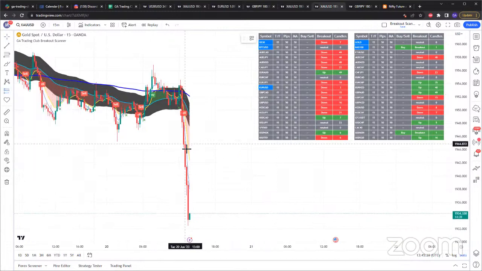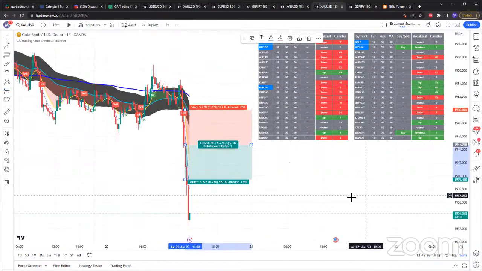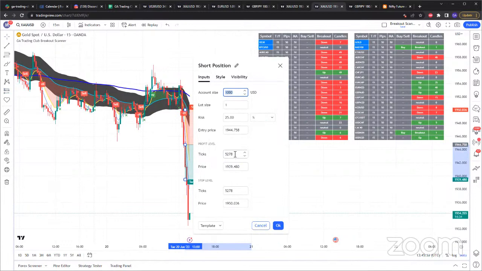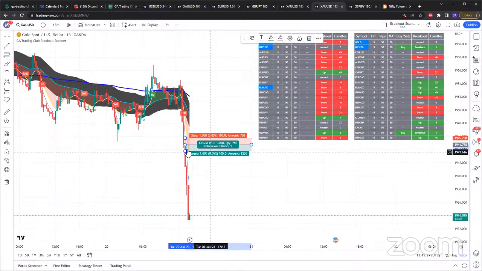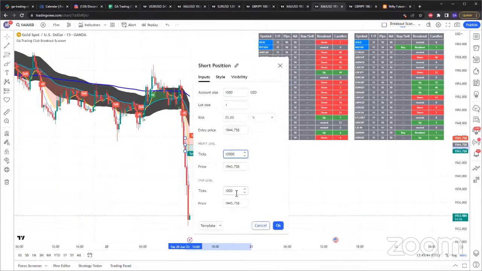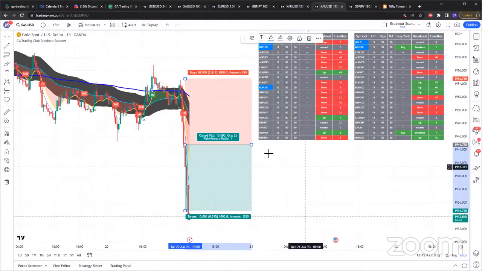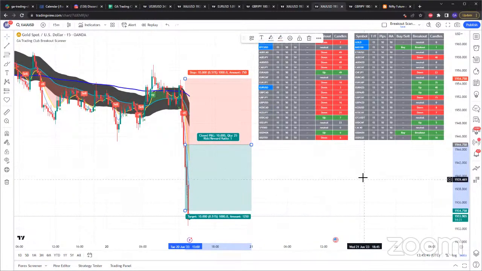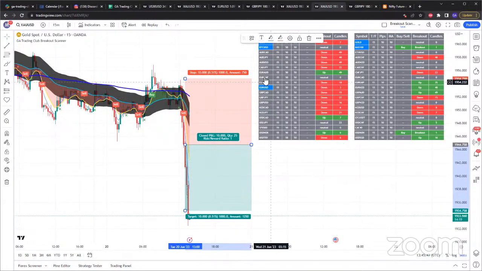So there's just too many strategies right here that you can easily use to pass your challenge. So the most profitable ones and the ones that I normally ask you guys to focus on is the breakout scanner. I only trade US 30, gold, and NASDAQ using the breakout scanner, and maybe EU.